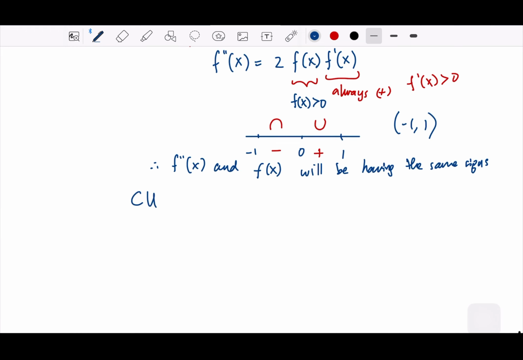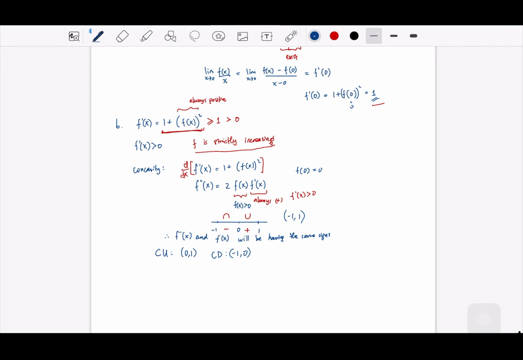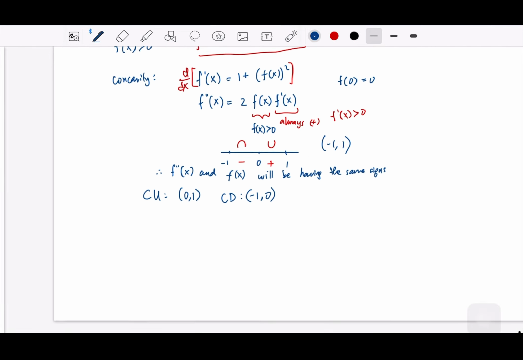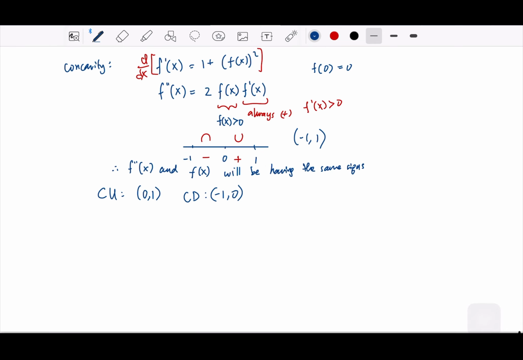So concave upwards from 0 to 1 and concave downwards from negative 1 to 0. That's number B. So move to number C. Number C is another statement, how to prove the statement. So let's consider a function h, which is f of x minus x.